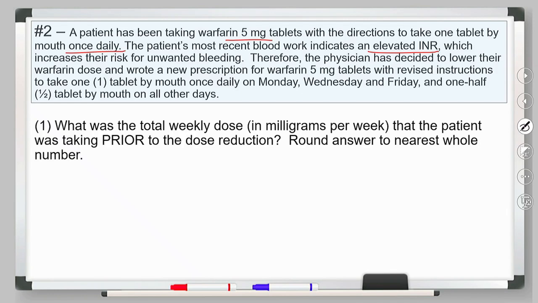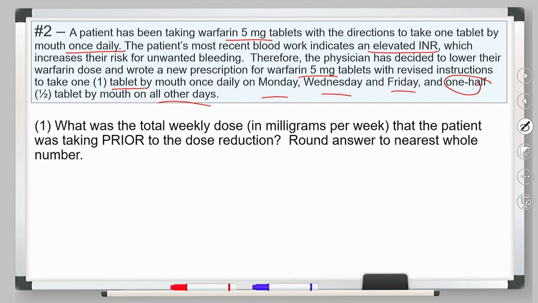Lower the dose. So basically the doctor lowered the dose so that they kept the 5 milligram tablets, but now only take 1 tablet on Monday, Wednesday, Friday, and half a tablet on the rest of the days. All right? So where we're leading to is to figure out how much the doctor lowered the dose by. What is the percent reduction? That could have been the question on a quiz, and you would have to do all of these steps.